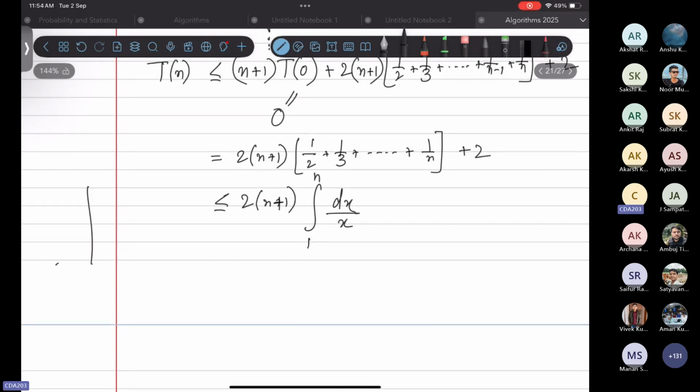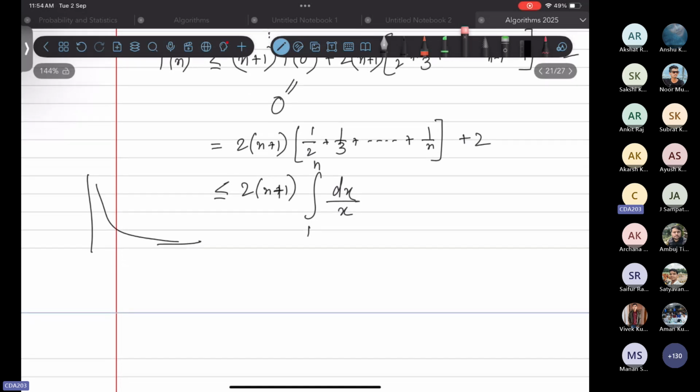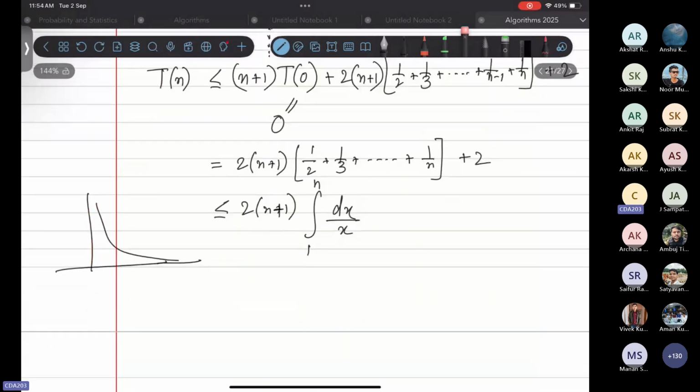Think about the curve of 1 by x. When you have 2, you have something here. Now 3 is off this one, 1/3. 1/4 is something like this. Then 1/5, something like this. So you want to figure out these values. So this height plus this height plus this height. This is for 2, this is for 3, this is for 4, like this. This is for 5. Right?